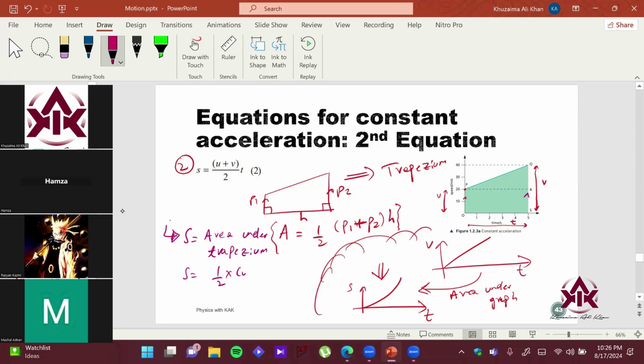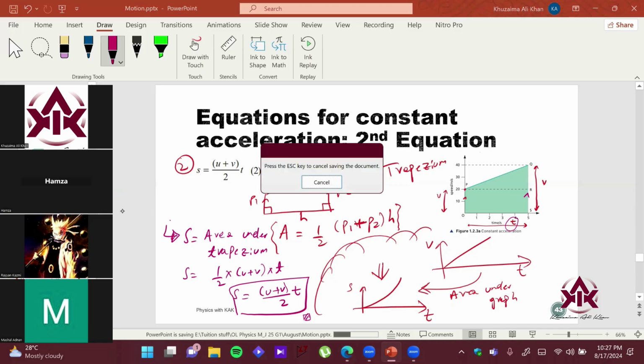So it's going to be u plus v and the height, right? The height क्या है यहाँ पे? Height is your t. And if you simplify it further, it's going to be u plus v divided by 2 into t, right? And therefore you have reached your second equation, therefore shown, right? And you have proven the equation. I hope it makes sense. If it makes sense, give me a thumbs up. If it does not, I will repeat again.